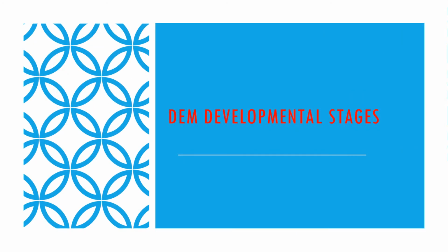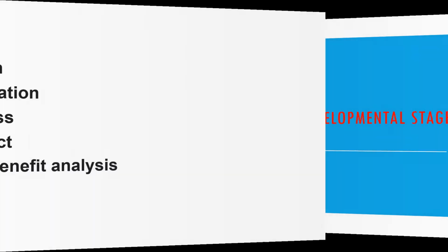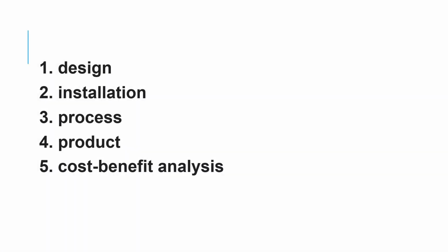Okay, so there are actually stages in them. We have the developmental stages. We have one, design. The second one is installation. The third one is process. The fourth one is product. And the last one is cost-benefit analysis. So let us take this one by one.